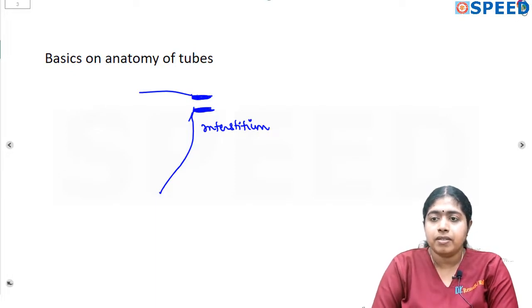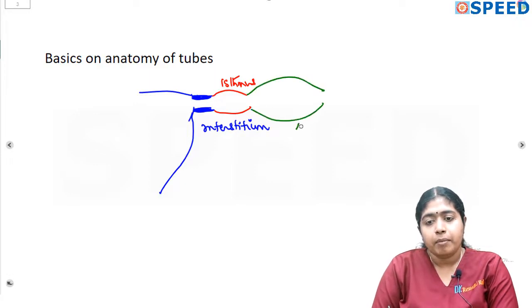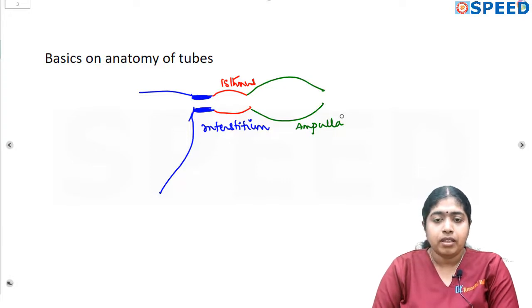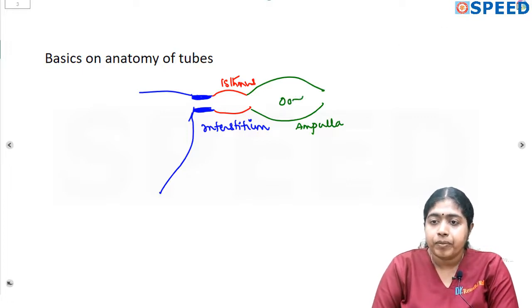Okay, so the first part is interstitium, the medial most part. Now the second part, this is isthmus. After that, we have the ampulla. And from the picture itself, you can see ampulla is the longest part of the fallopian tube, also the widest part of the fallopian tube. So, which is the longest and widest part of the fallopian tube? It is ampulla. And you all know, where does fertilization actually take place? Fertilization actually takes place in the ampulla. Yes? Okay. And then you have the infundibulum.